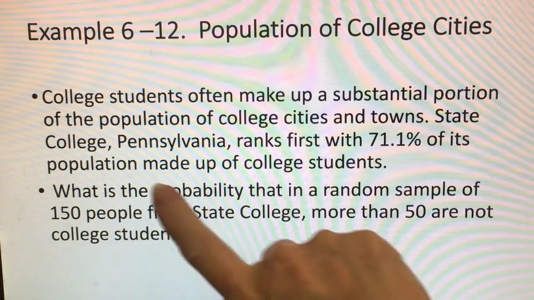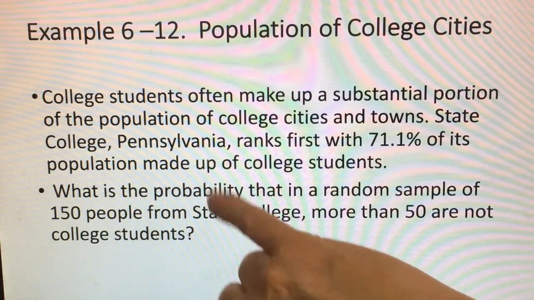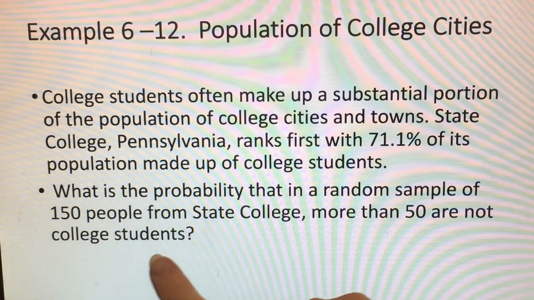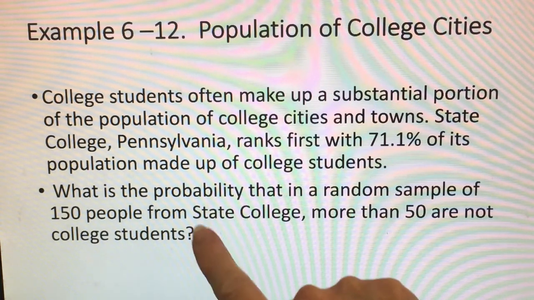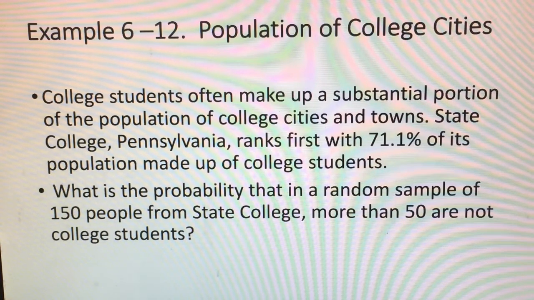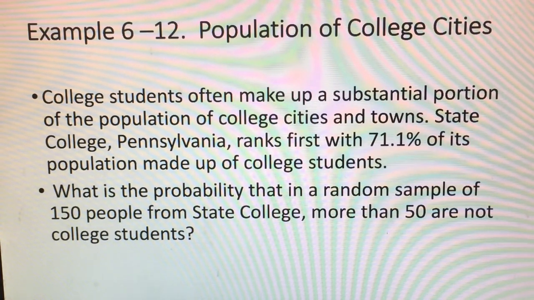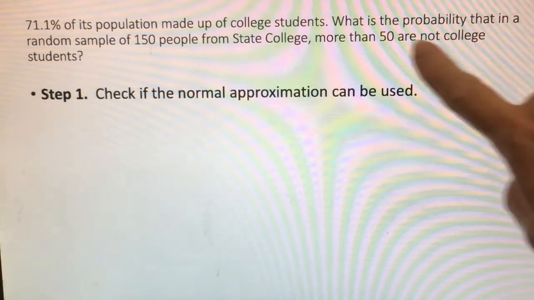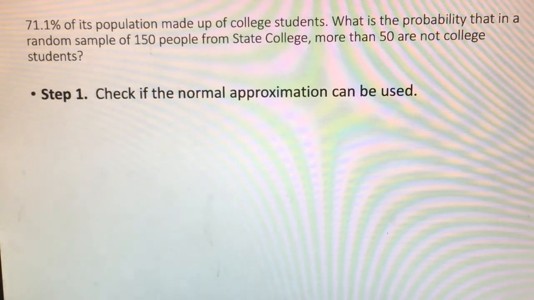So basically State College is the city name. That's a little bit confusing. State College, Pennsylvania is the name of the city. So how many out of 150 people taken from the city, more than 50 are not college students? Up here in the little box I put the important parts of the problem. So here's step 1. Check if the normal approximation can be used.